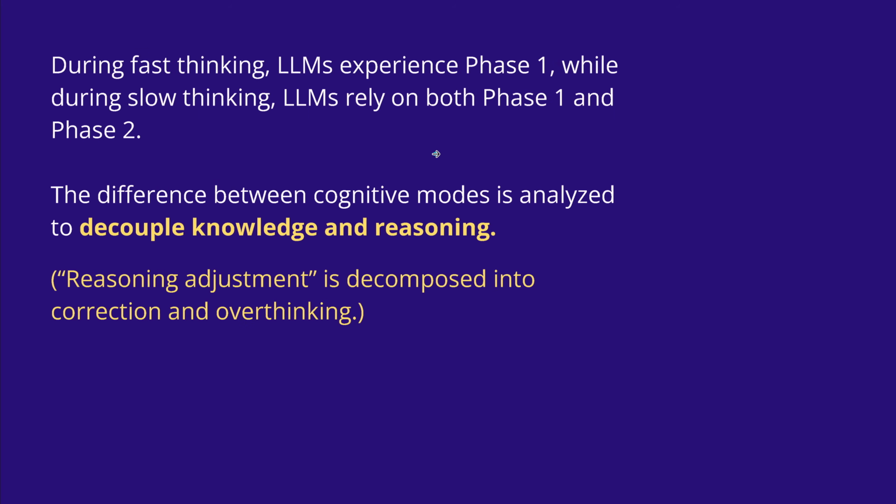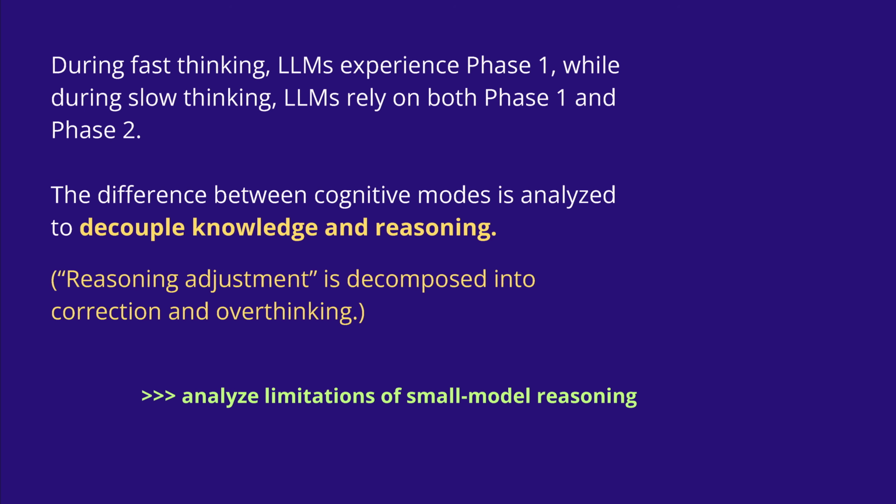And they think now the difference between the cognitive modes is analyzed, and they found it is a kind of a decoupling of knowledge and reasoning. And especially the reasoning is further subdivided, so the reasoning adjustment, as they call it, is now decomposed into the correction, our delta C, and the overthinking, our delta O, or the rate of correction and overthinking. So this is their assumption which they are working with. If it's the absolute true model.